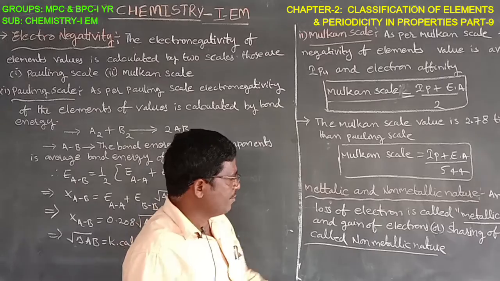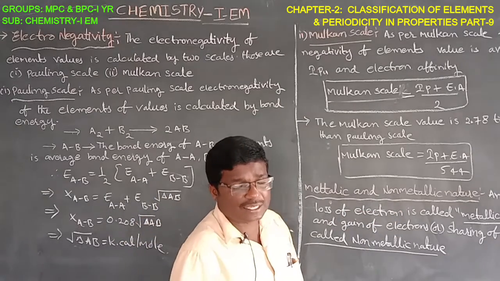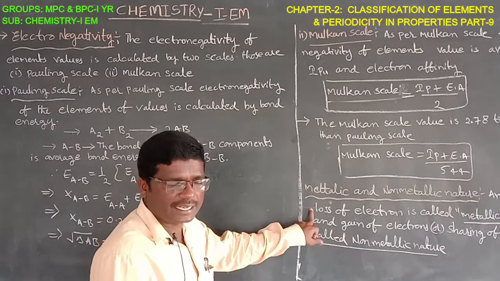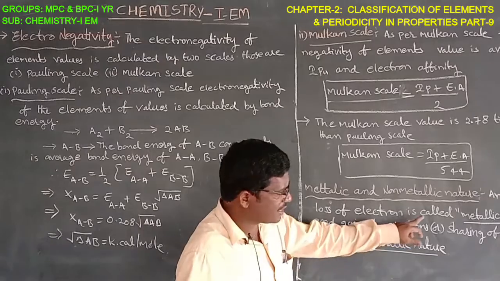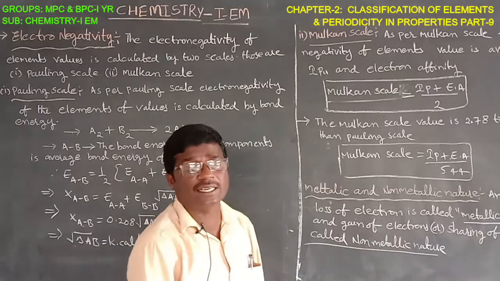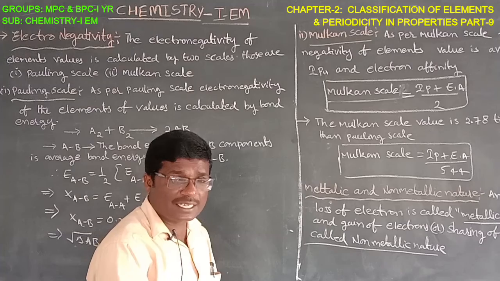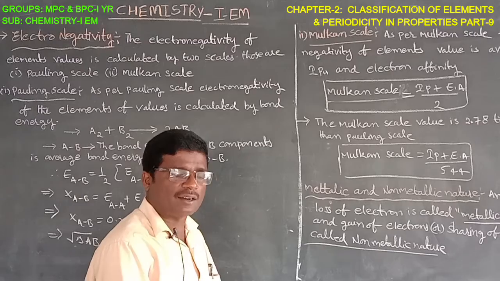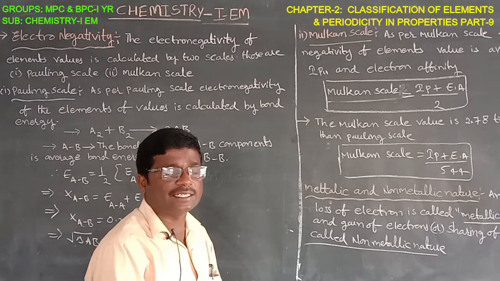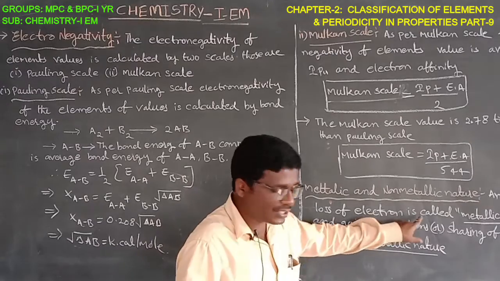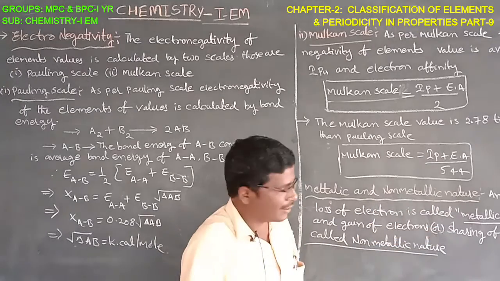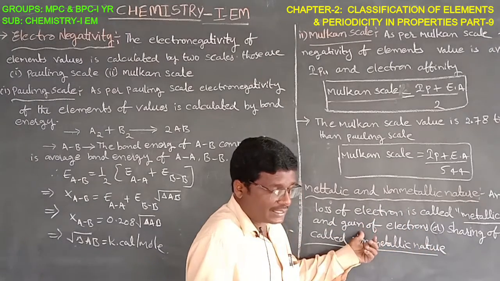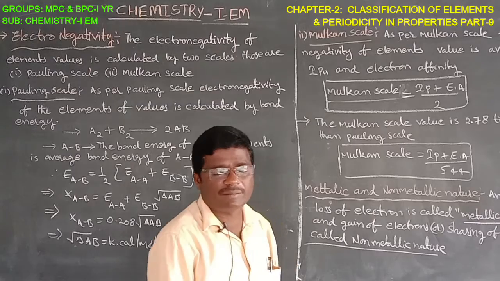Next, another topic: metallic and non-metallic nature. What is metallic and non-metallic nature? The tendency of any atom to lose electrons is called metallic nature. That is also called cation formation. Cations mean the loss of electrons. That is also called electropositivity, metallic nature, or cation. And the gain of electrons, or sharing of electrons, is called non-metallic nature.